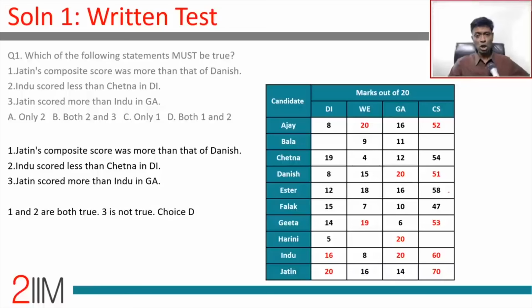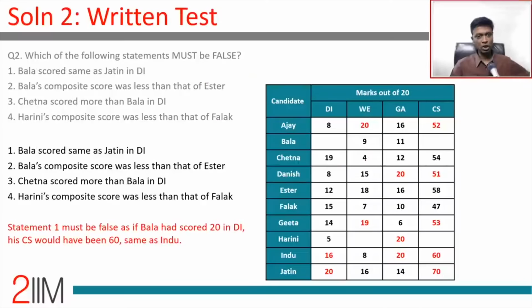Which of the following must be true? Jatin's composite score was more than that of Danish. Jatin's got 70, Danish only 51. True. Indu scored less than Chetna and DI. Indu scored 16. Chetna scored 19. Definitely true. Jatin scored more than Indu in GA. Indu's got 20 in GA. So this is not true. 1 and 2 are both true. Choice D.